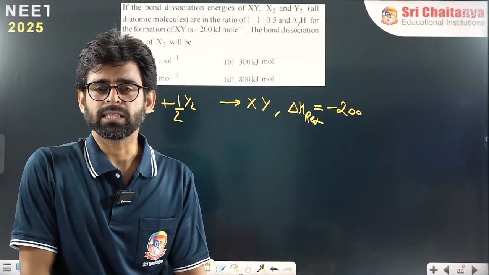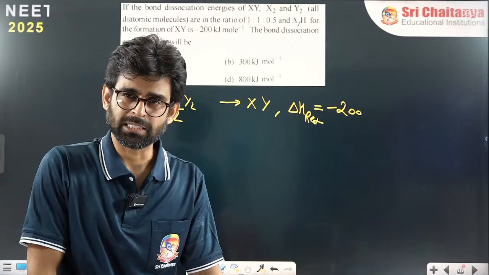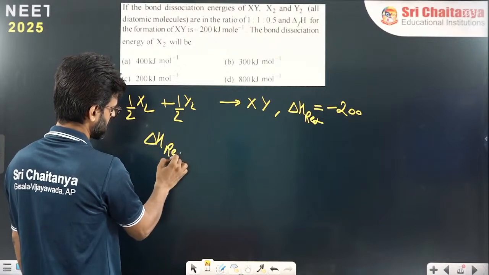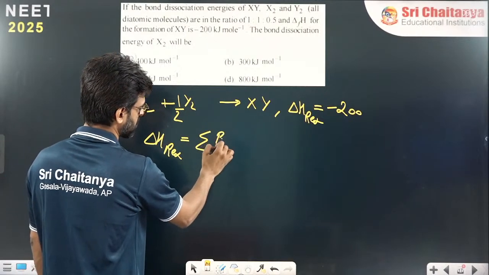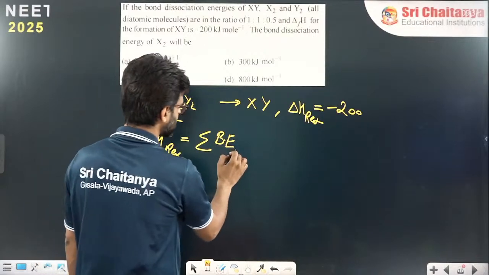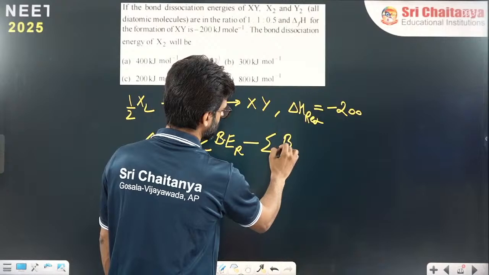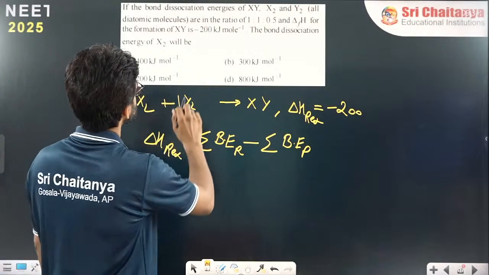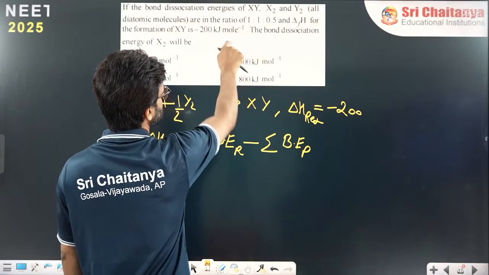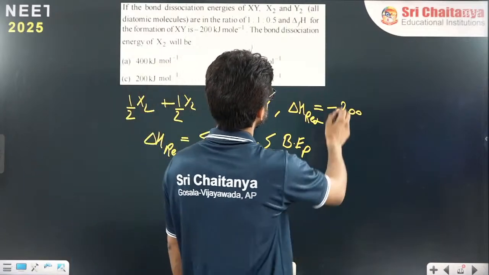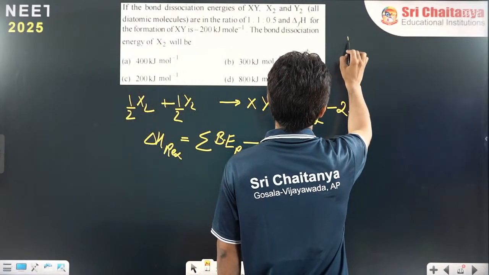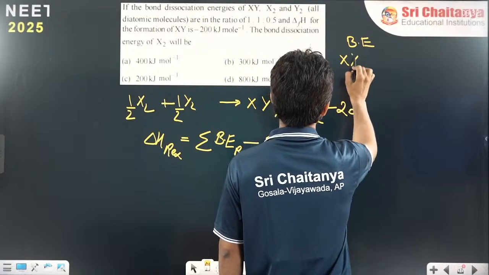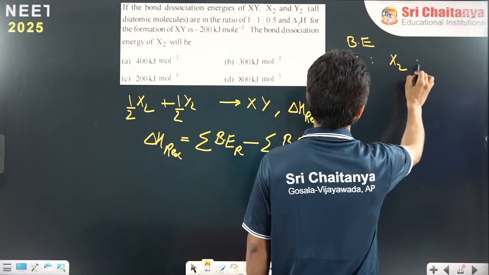If they give us bond energy of different reactants and products in a given equation, I can write this relationship. So delta H of reaction is summation of bond energy of reactants minus summation of bond energy of products, right? So first of all, they gave the bond energy of xy, x2 and y2 in which ratio? 1:1:0.5. This is bond energy. Here they gave xy. Here they gave x2. And here they gave y2.